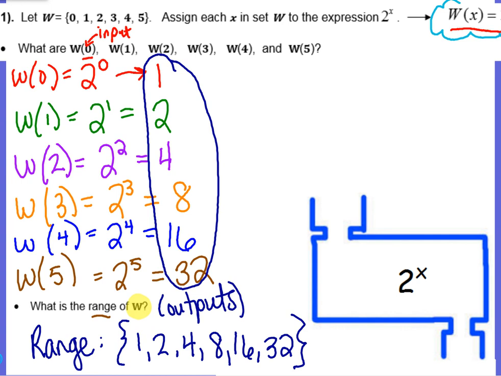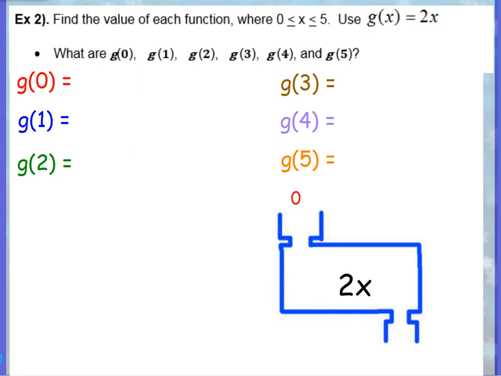Let's try another example. In this example, find the value of each function where there are a couple different ways that we could read this inequality. We saw it in the last unit, where x is greater than or equal to 0 and where x is less than or equal to 5. And here's our function rule, our algebraic function, to evaluate each input. So since we are told to go from our x is 0 to our x is 5, we're going to stick to whole numbers. So we will include 0 and go to 1, 2, 3, 4, and 5.